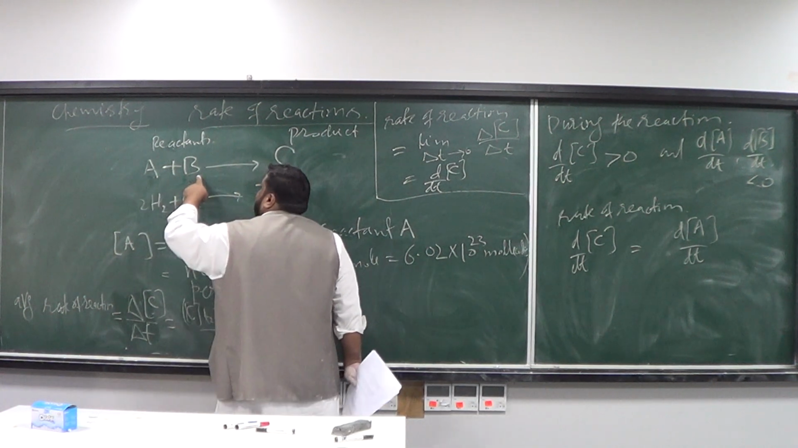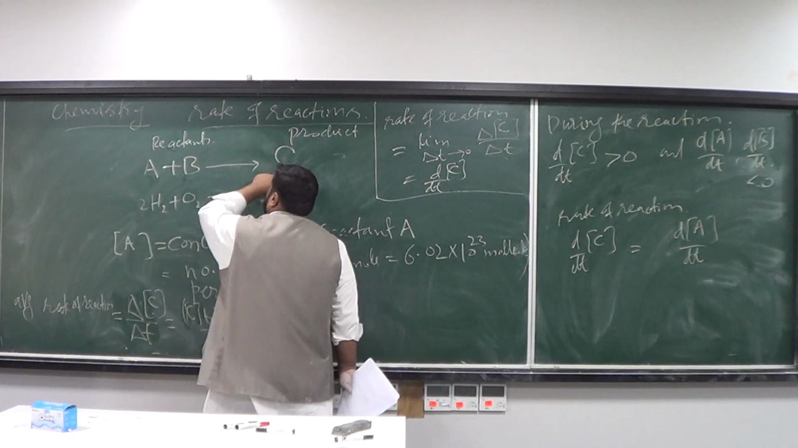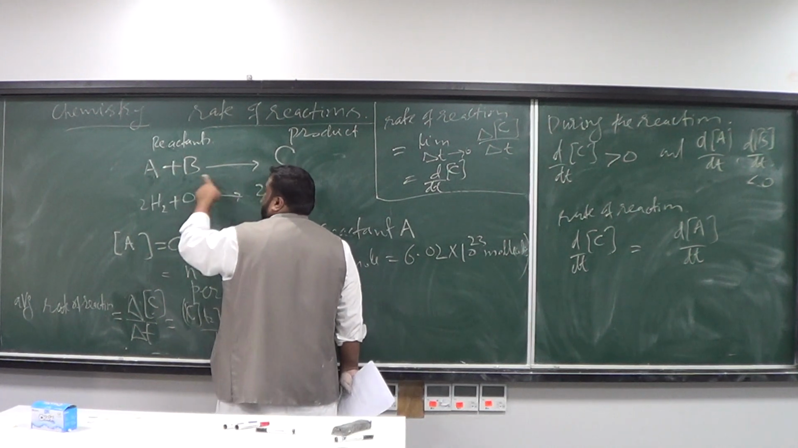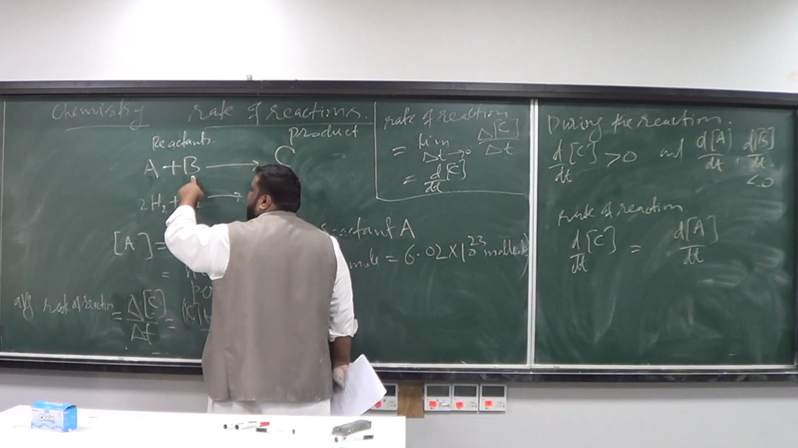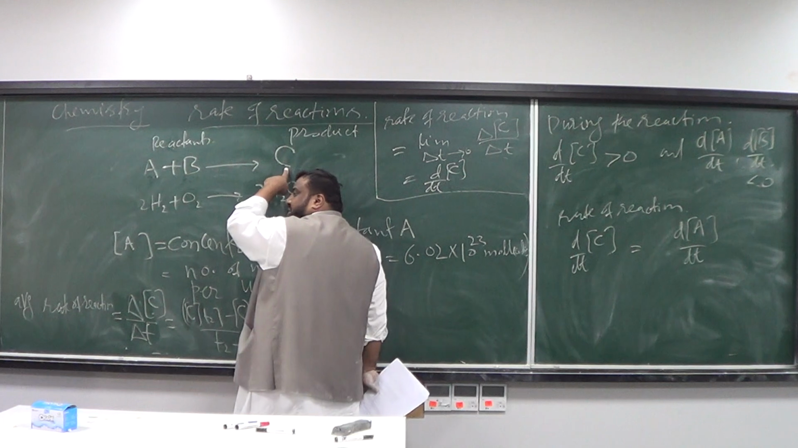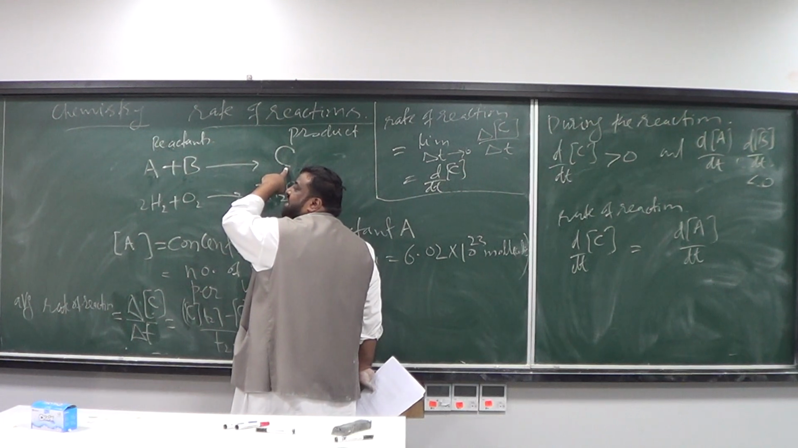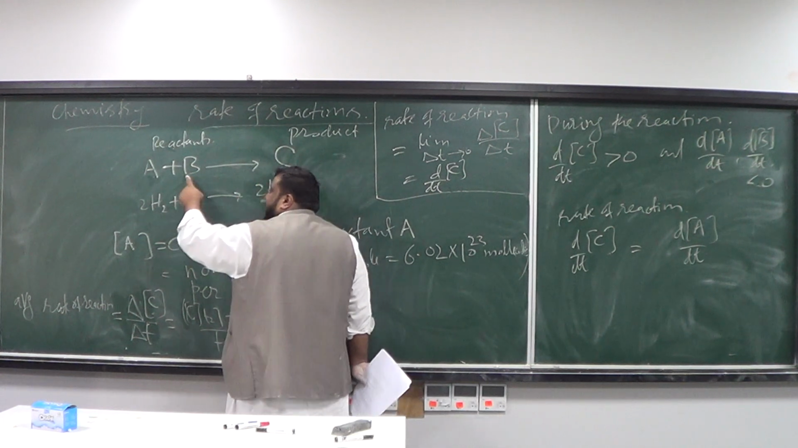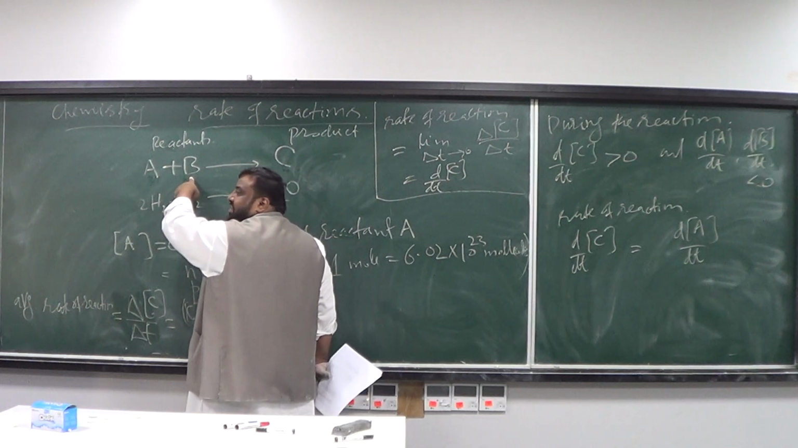And if the concentration of B, so what will happen over the reaction? The concentration of B will decrease and the concentration of C will increase. But how much will the concentration of C increase? It will increase as much as the concentration of B is decreasing.